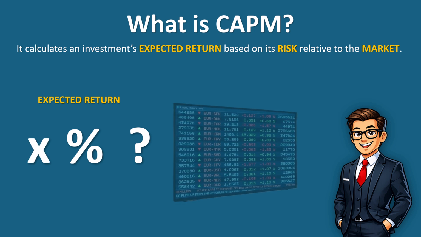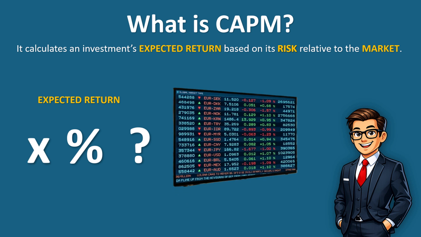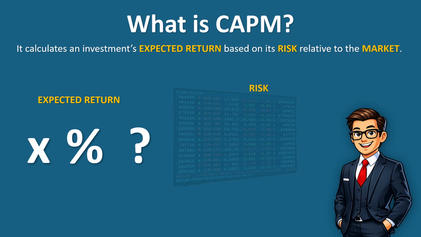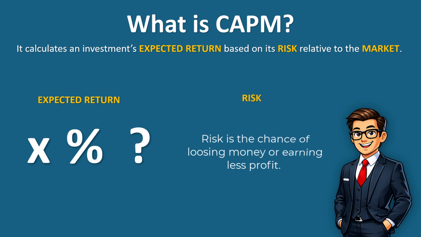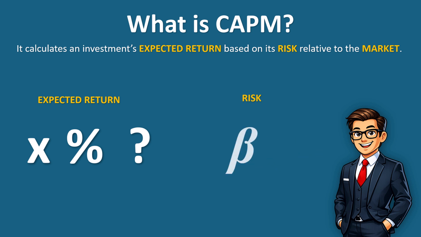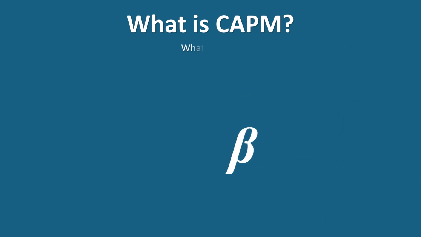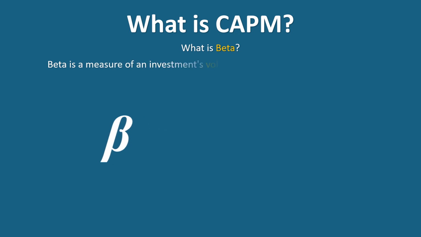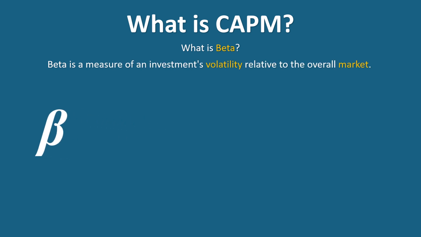The investor will analyze different stocks, their values, and their historical data to find a stock that offers more profit with less risk. What is risk here? Risk is the chance of losing money or earning less profit than expected. Risk can be measured using beta. Beta is a statistical tool that measures the volatility of an investment relative to the overall market, whether the stock is more volatile or less volatile.